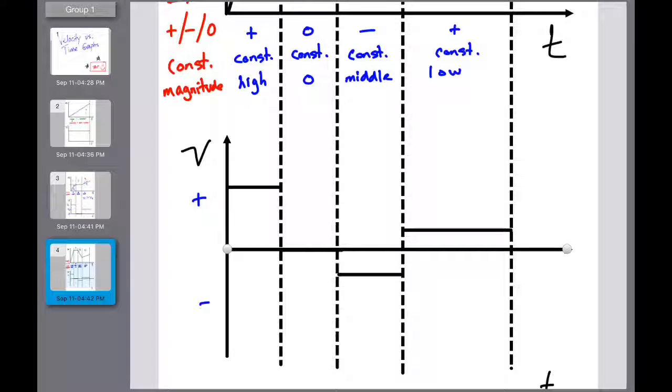So now I've got my 4 distinct sections of motion. 1, 2, 3, 4. Positive, high, constant velocity; 0 velocity; negative, constant, and kind of fast velocity; and then positive, constant, low velocity. And that's all we're going to need to do to graph that.